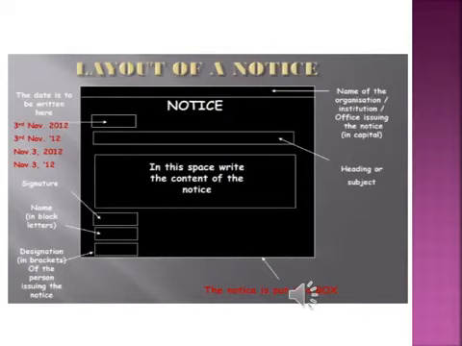Now let us see the layout of a notice. At first you have to write the name of the organization or institution or office which is issuing the notice. So that you write in capital letters. Next you write notice. If you want you can underline that. Then you write the date. You can write the date in any way which you like. 3rd November 2012, 3rd November 12, November 3, 2012, or November 3, 12. But don't write the numbers in the case of names of months.